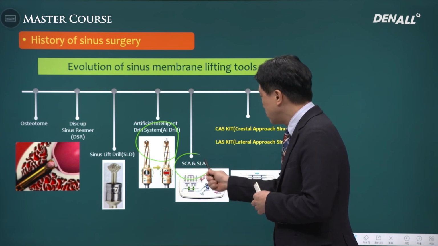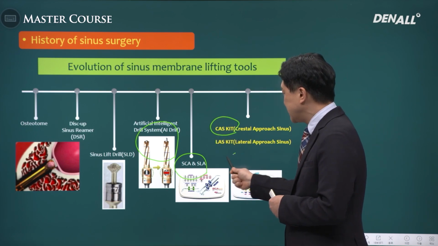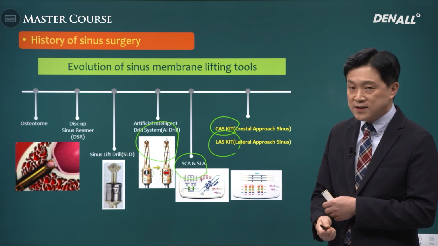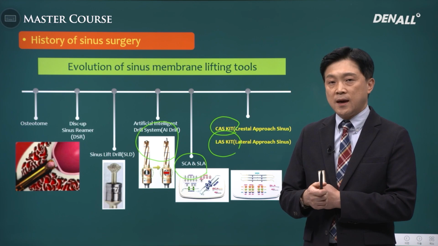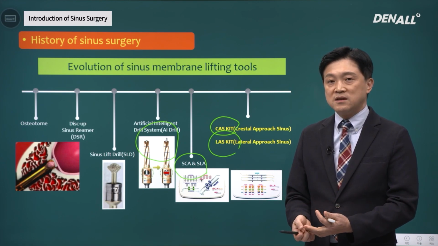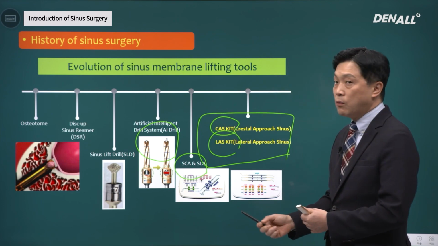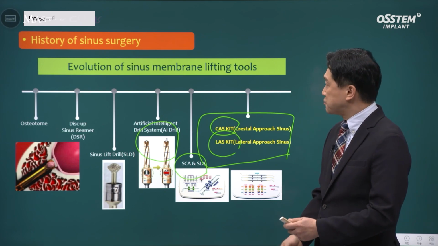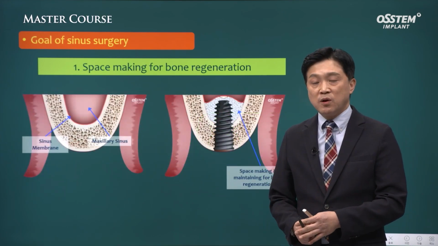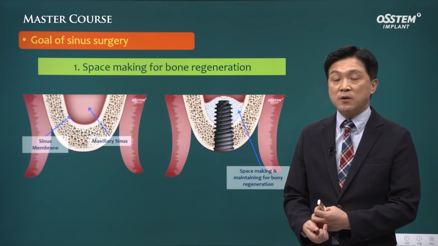SCA, SLA lifting have been developed in Osstem. There's casket and last kit. Crestal approach has become safer and more comfortable. This is the same for lateral approach as well. Continuous improvements have been made and are still being attempted. Many ways have been devised to regenerate bone within the sinus.